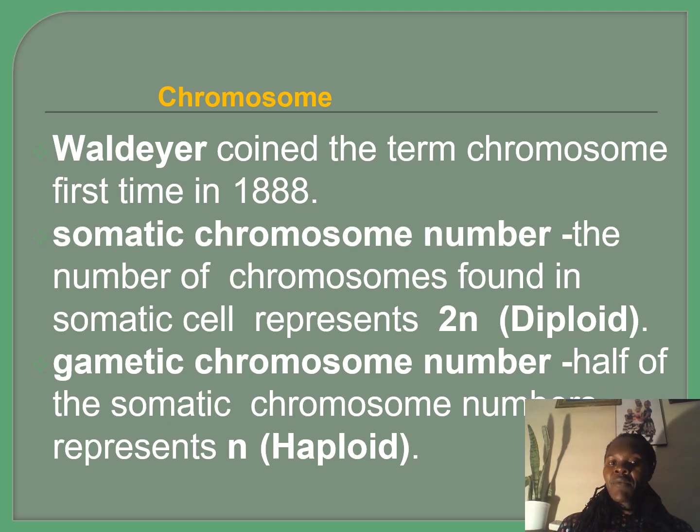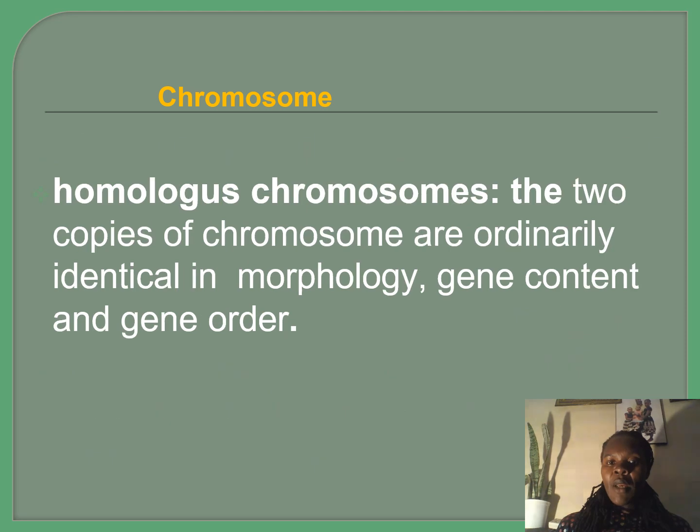So we have the somatic chromosome number and the gametic chromosome number. When you talk about the somatic chromosome number, it refers to the diploid state, the 2n. So the number of chromosomes found in a somatic cell will be represented as 2n in diploid. And then we have the gametic chromosome number, where it's half the somatic. It's half of 2n, so you talk about the haploid. So the gametic chromosome number is haploid, as well as the somatic chromosome number being diploid, or 2n.